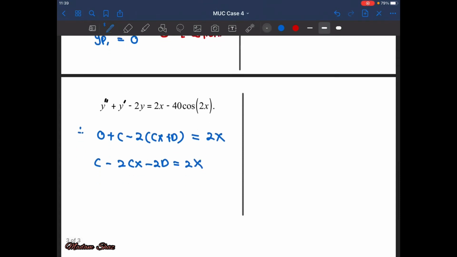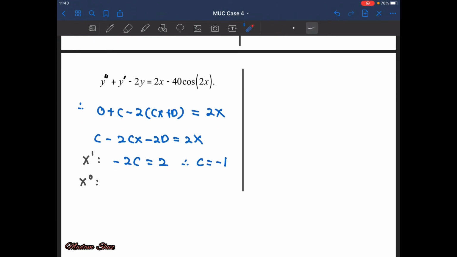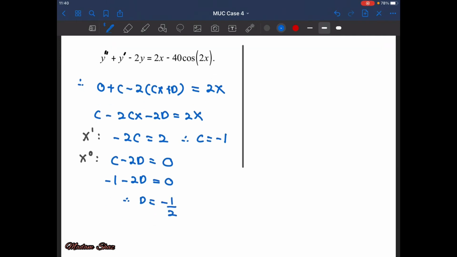So by comparing the coefficient for the left hand side, you have x the power of 1 and x the power of 0. For the x the power of 1, you have negative 2c is equal to 2. So therefore c is equal to negative 1. For the x the power of 0, we have c minus 2d. c minus 2d is equal to 0 because you don't have anything x the power of 0 on the right hand side. So since we already have the value of c, you can substitute it into the equation c minus 2d. Negative 1 minus 2d is equal to 0. So therefore d is equal to negative 1 over 2.